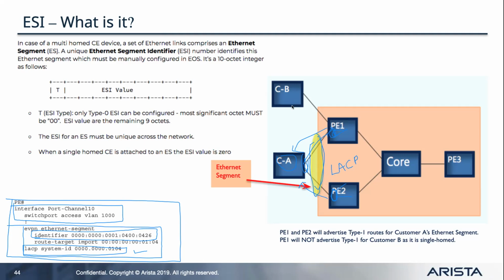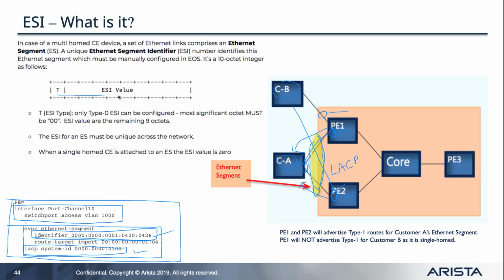And for any other device, let's say this customer B is connected to both P1 and P2, whatever Ethernet segment ID you configure here should be different, unique. It should not be the same as this. So for each multi-home device in the network, the port channel for that connection should have a unique Ethernet segment identifier, right?